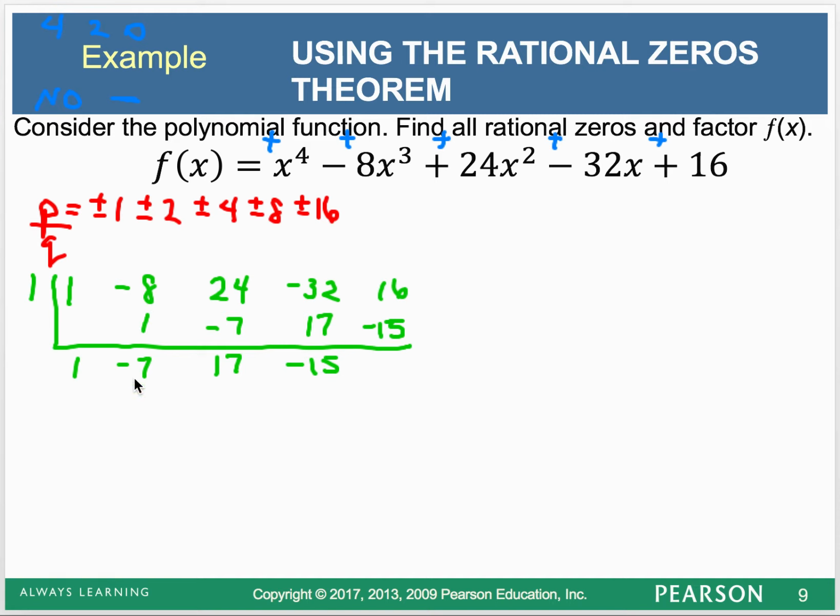1, so that is negative 7. Negative 7, that is 17. And that's 15. Okay, so it's not 1. And I don't have to check negative 1, right? Because Descartes helped us out this time. So let's move to 2.